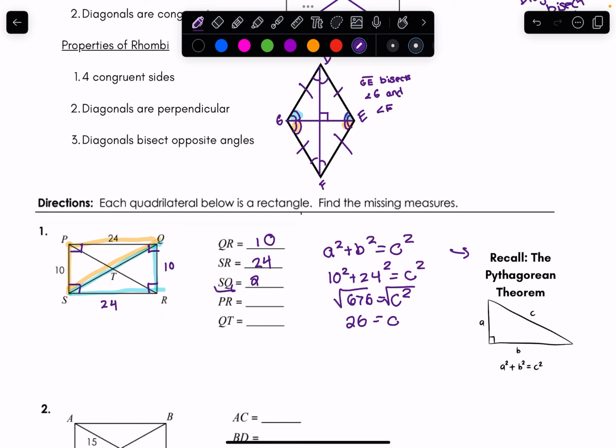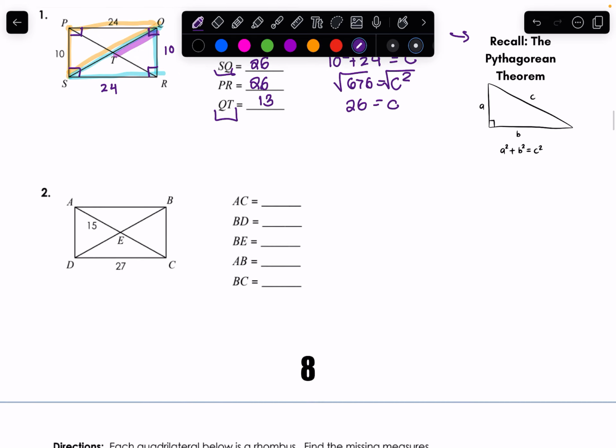So SQ is 26, and we also know that the diagonals are congruent, so PR is also 26. Now it's asking for QT. QT is half of your diagonal, and we know that because it's a parallelogram, the diagonals bisect each other. So this is just going to be half of 26, which is 13.